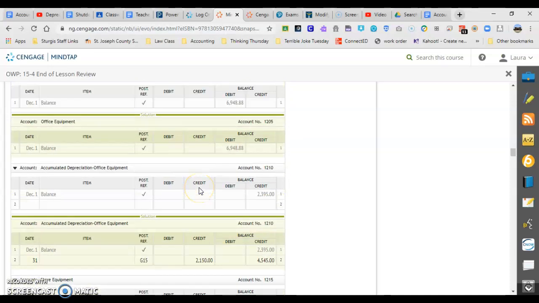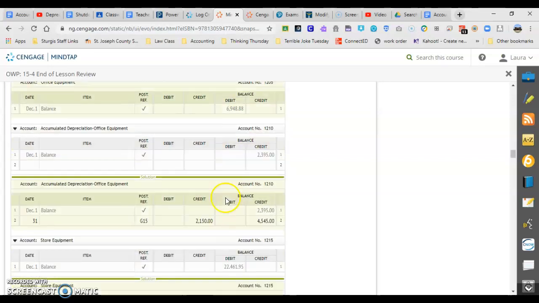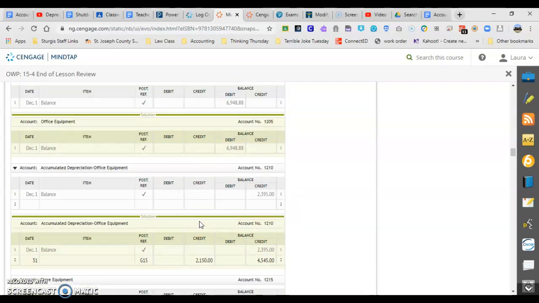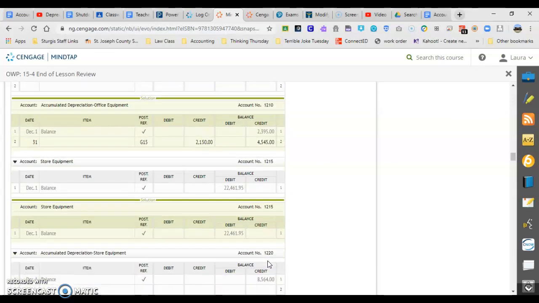Notice that your office equipment balance has not changed, but after you do this transaction, your accumulated depreciation for office equipment, you're adding to that depreciation, okay, because you had more depreciation of that asset. So remember, this is a contra account to office equipment. If I asked you what the book value of office equipment is, you would take the balance of the asset, subtract its contra account, accumulated depreciation. That would tell you how much the book value is right now of your office equipment.